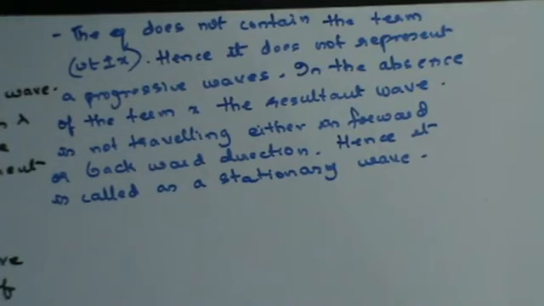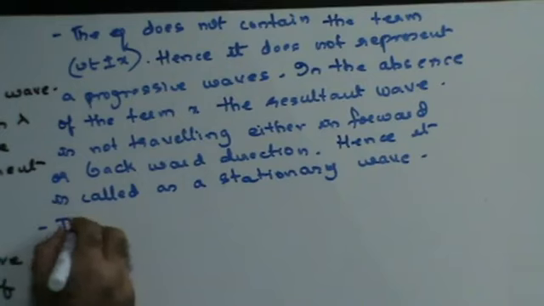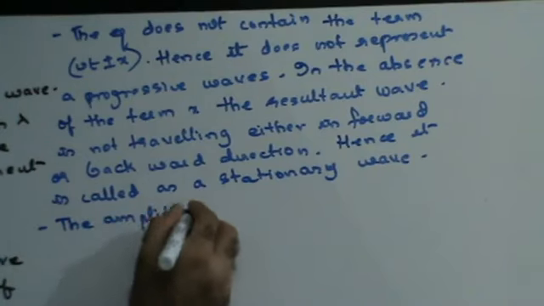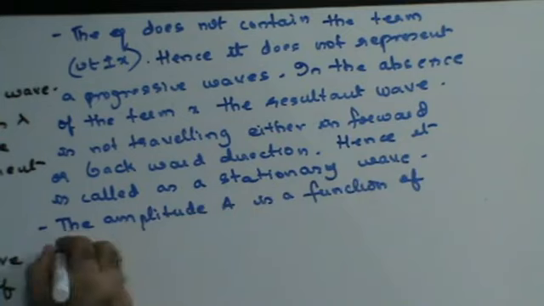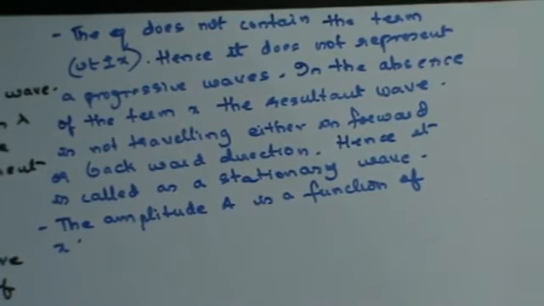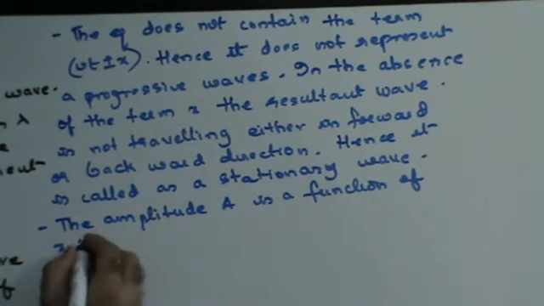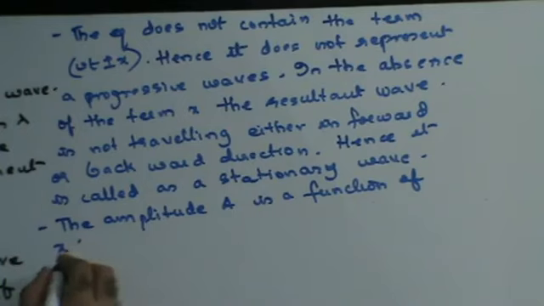Right? Now, let's try to think about the amplitude A. The amplitude A is a function of x. If you look at amplitude A, there's x in it. The amplitude A contains the term x, that is the position of the particle. For different particles you will have different positions. Since the value of x is going to change, it's a function of x.